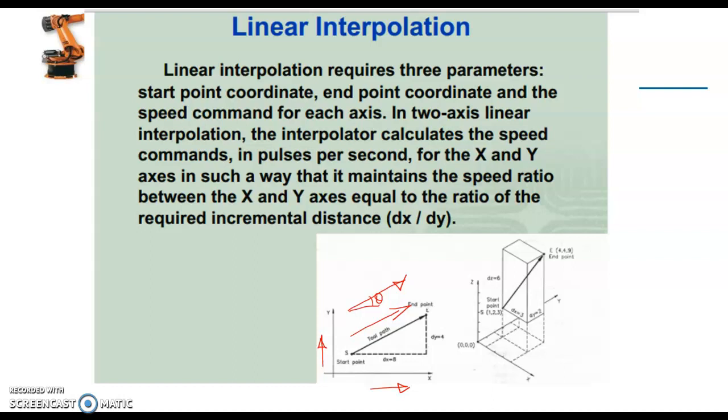So linear interpolation requires 3 parameters, that is start point coordinate, end point coordinate, and the speed command for each axis. In the 2-axis linear interpolation, the interpolator calculates the speed commands in pulses per second for x-axis and y-axis in such a way that it maintains the speed ratio between x and y-axis equal to the ratio of the required incremental distance dy by dx.